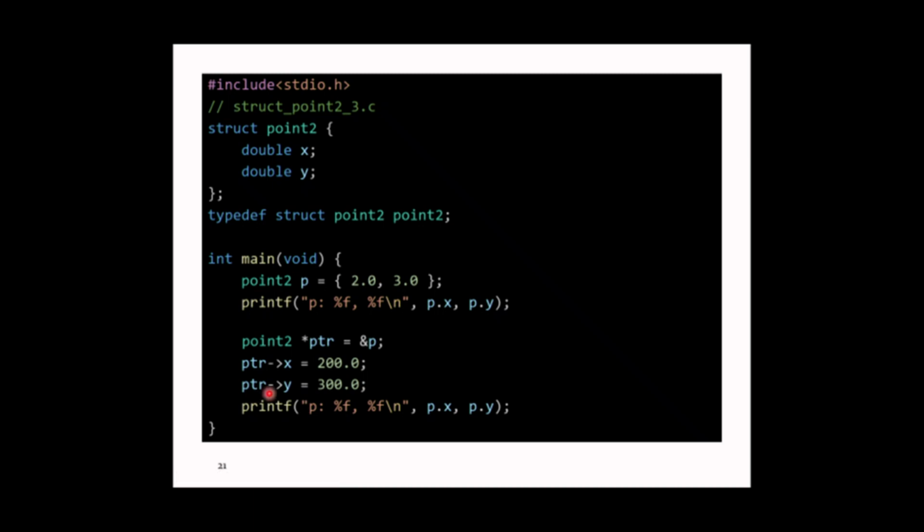And then pointer arrow y. That dereferences the pointer to give me the p object, then it gives me access to the y member. So p.y is now 300. And when you print out p.x and p.y, you'll get 200 and 300.